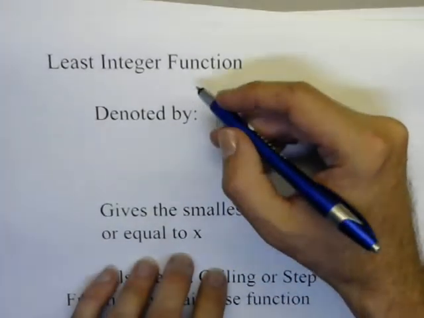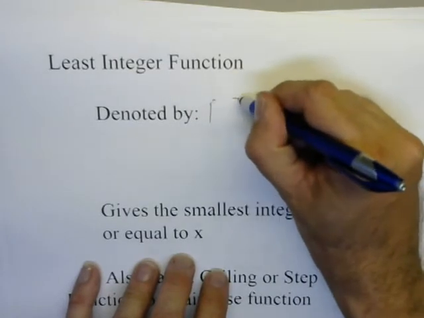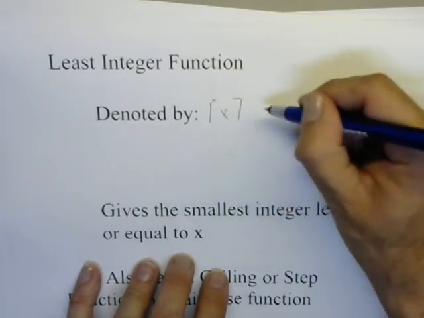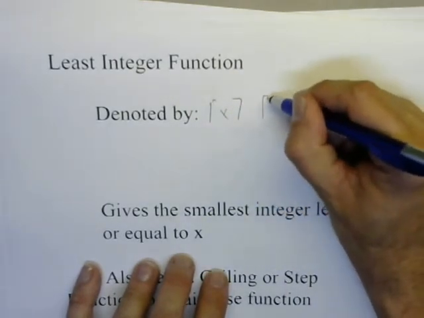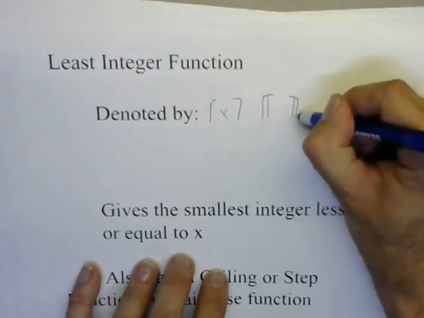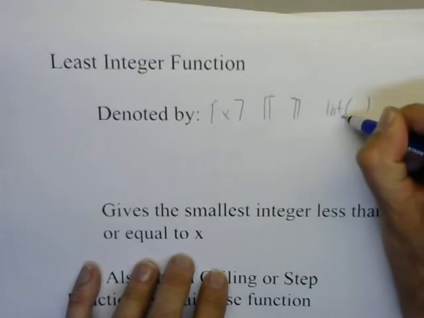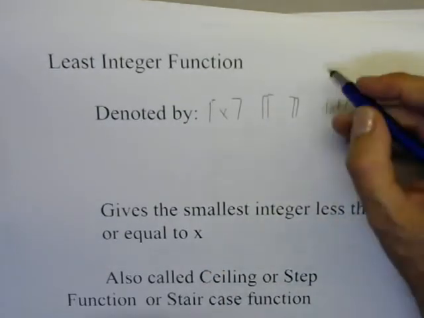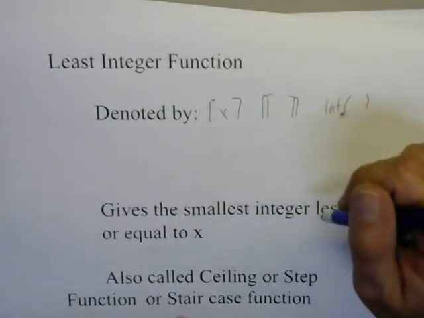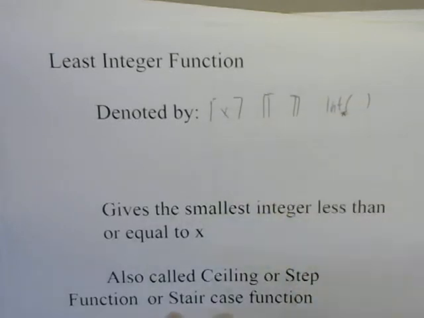Now you can also have the least integer function, and sometimes the notation looks like this, or might look like this, or you might see something like an int with a star down here to indicate that this is the least integer function as opposed to up here, but it gives the smallest integer that is greater than or equal to x.